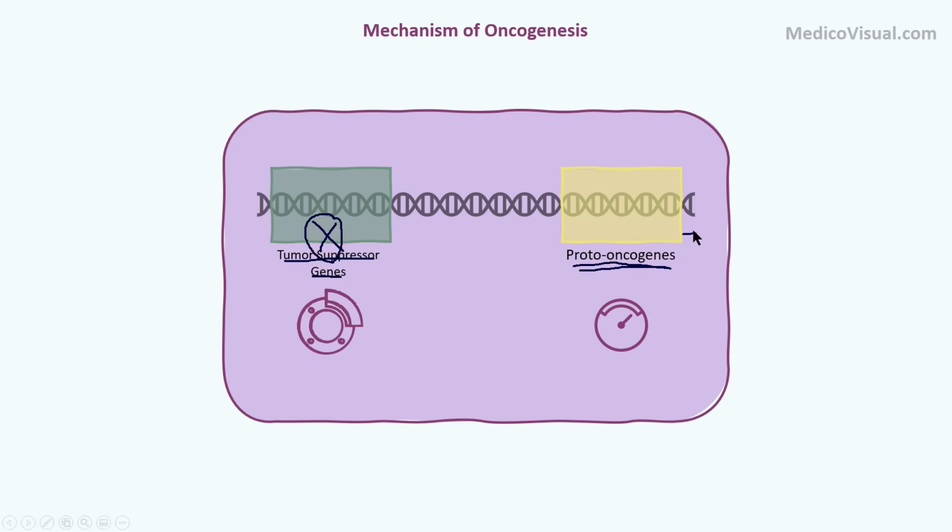So proto-oncogenes are hyperfunctioning and tumor suppressor genes are hypofunctioning. They are not functioning properly. There is loss of function mutation in such genes. So you can understand that when there is loss of function mutation in such genes, their product won't be able to prevent the oncogenesis process.